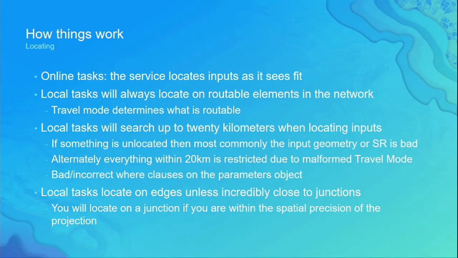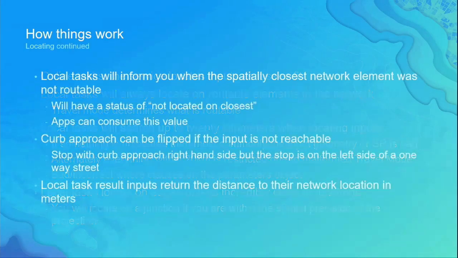Another point that is different from the 10.x series of the SDK, and is new to the 100, is that if you give us an input that is very, very close to a junction, within the spatial precision of your data, we will actually locate it on the junction. The 10.x version of the SDK didn't do this. For the most part, you have to give us a geometry that is coincident with your junction to get it to locate on a junction. But if you do that, we will locate you on the junction. Other than that, we always locate you on edges, since in the real world, most things happen at edges.